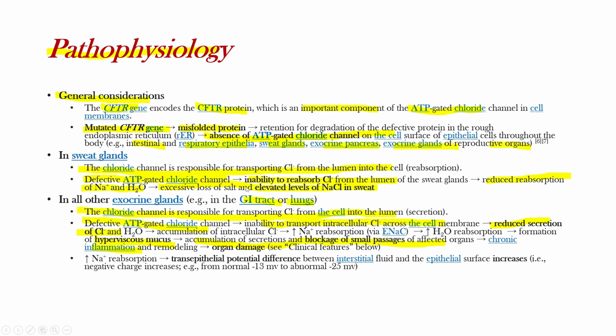So in the sweat glands, we will have a defective channel, so this will impair the ability to reabsorb the Cl from the lumen, and this will result in reduced reabsorption of sodium and water and excessive loss of salts. So we will have elevated levels of NaCl in sweat.